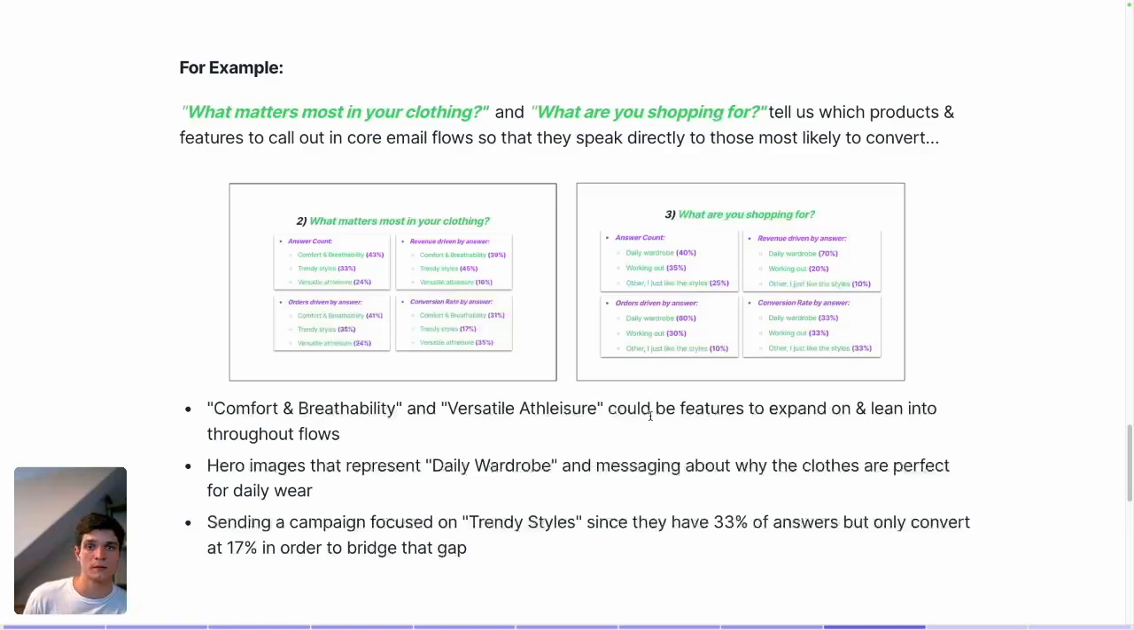Hero images that represent daily wardrobe and messaging about what makes the clothes perfect for daily wear would be perfect for creative and images throughout the emails. Sending a campaign that's focused on trendy styles, since they have 33% of the answers but only convert at 70%, that indicates that there's some type of gap or something preventing those people from converting. And so a campaign that's geared towards providing more information or education, or even just understanding, like opening up a conversation with people and prompting a reply to better understand where you're falling short.